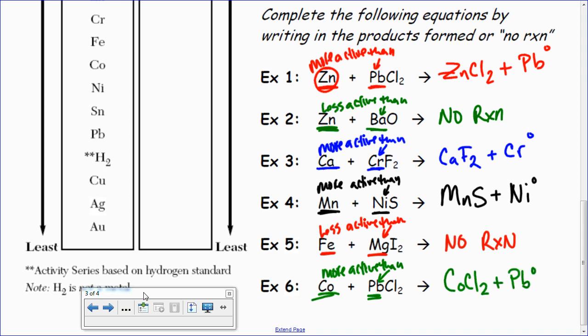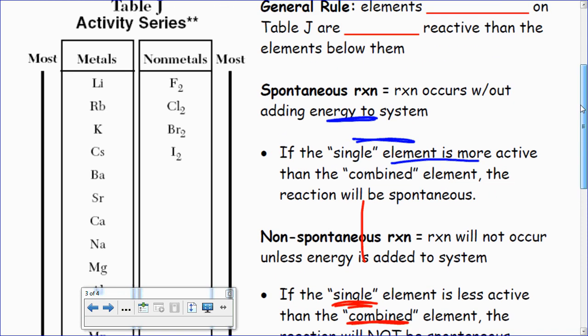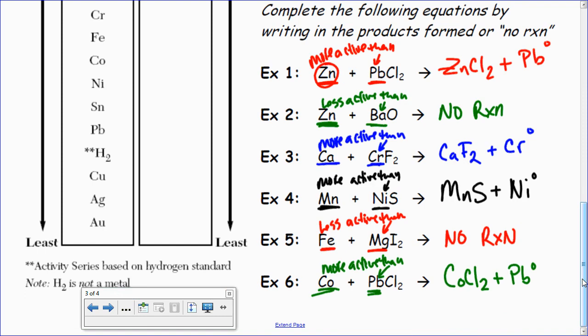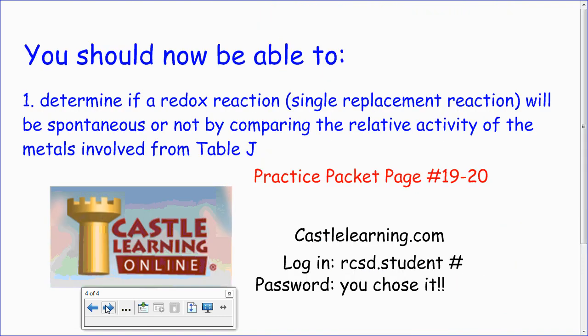At this point, you should now kind of understand how comparing where the metal is on the chart will help you figure out if a reaction is going to occur. And that's really all I need you to know on this particular lecture. I was trying to make up for the last one being kind of long.